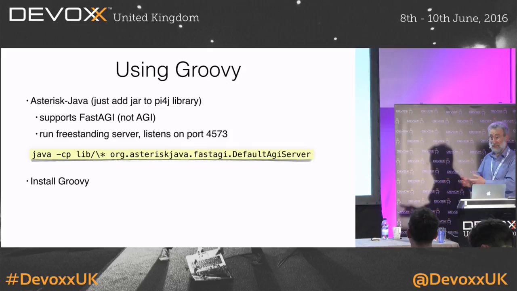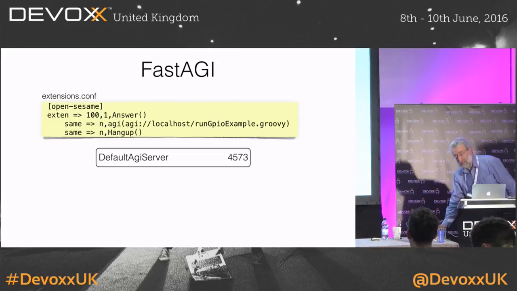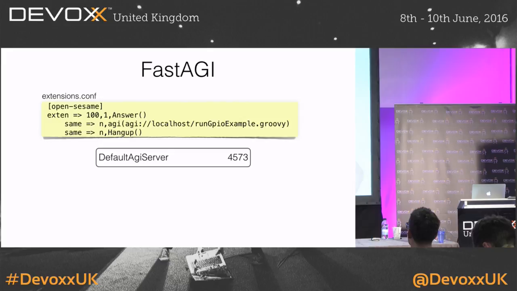Now, I promised I would explain to you, it's more a threat than a promise, how fast AGI works. So in my dial plan, I'm going to have a line like this. One of the books about Asterisk says proudly, we don't have to write extend arrow 100. In the never-ending quest for coding simplicity, they said, we've introduced this abbreviation.